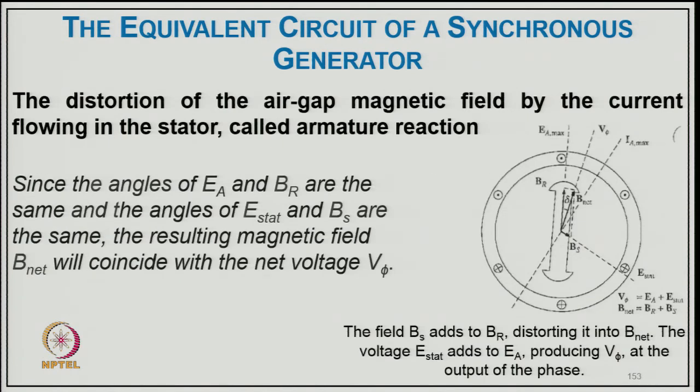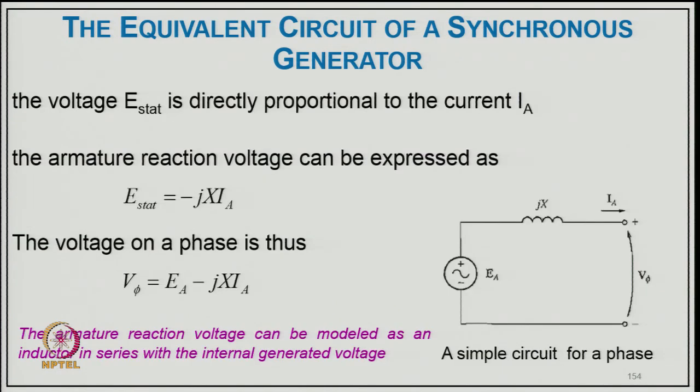Since the angles of E_A and B_R are the same, the angles of E_stator and B_S are the same, so the resulting net field B_net will coincide with the net voltage, and the voltage E_stator is directly proportional to the current. So we can say the armature reaction voltage can be expressed as E_stator equal to minus j X I_A, and the voltage in the phase will then be V equal to E_A minus j X I_A. That is the equivalent circuit, the induced voltage in the generator, and this is the reactance.